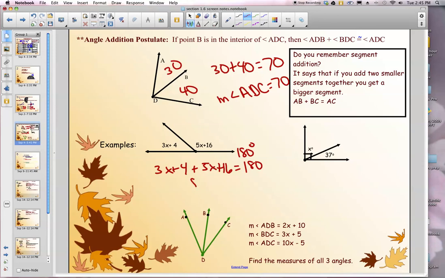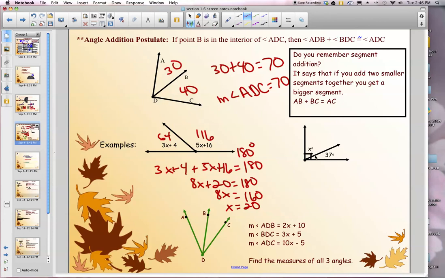3x plus 5x is 8x. 4 plus 16 is 20. Minus the 20. So 8x equals 160. Divide by 8. X is 20. So if x is 20, 3 times 20 is 60 plus 4 is 64. 5 times 20 is 100 plus 16 is 116. So you can always double check yourself and see if your answers work. Does 64 plus 116 actually add up to 180? Yes, it does. I did it right. Okay?